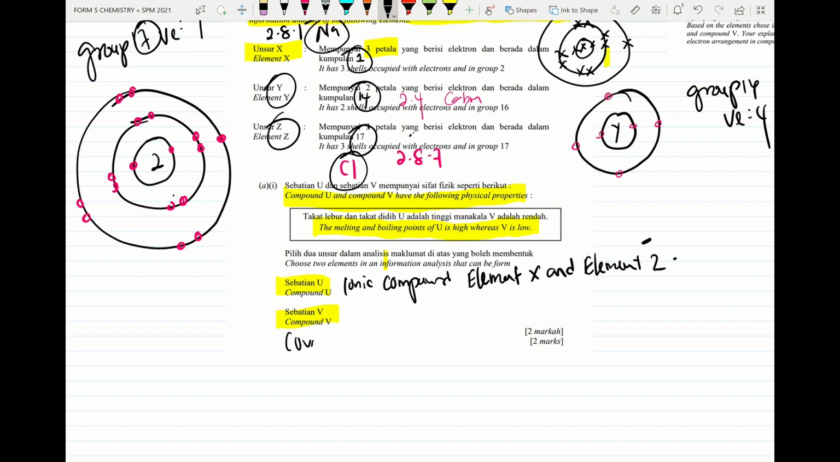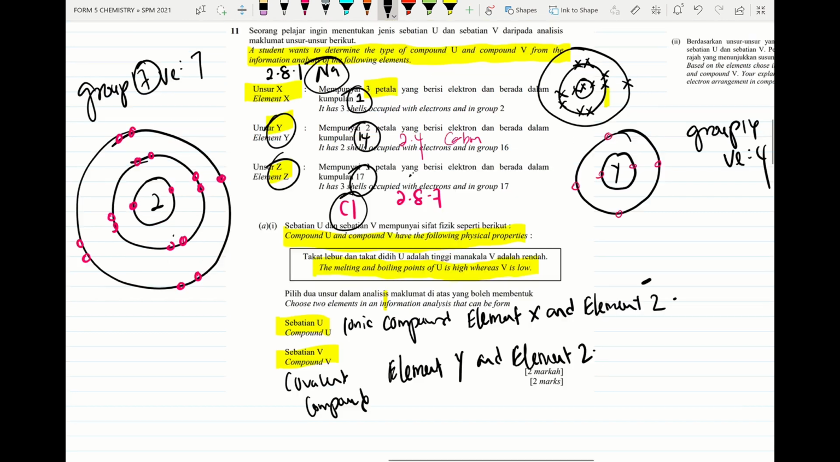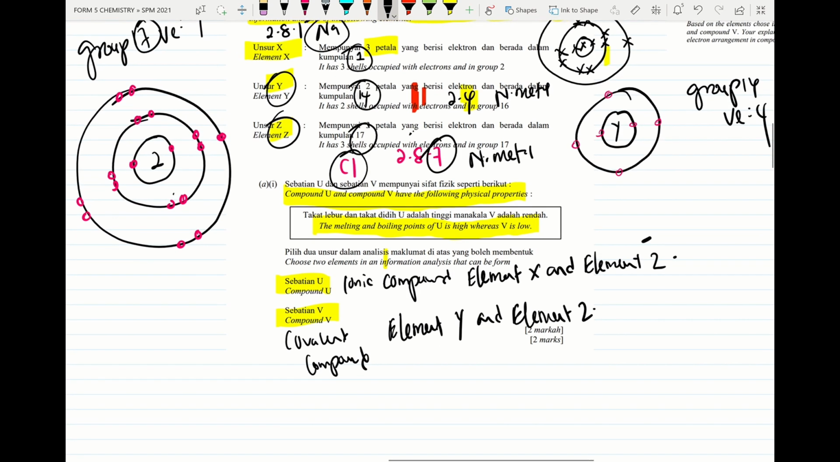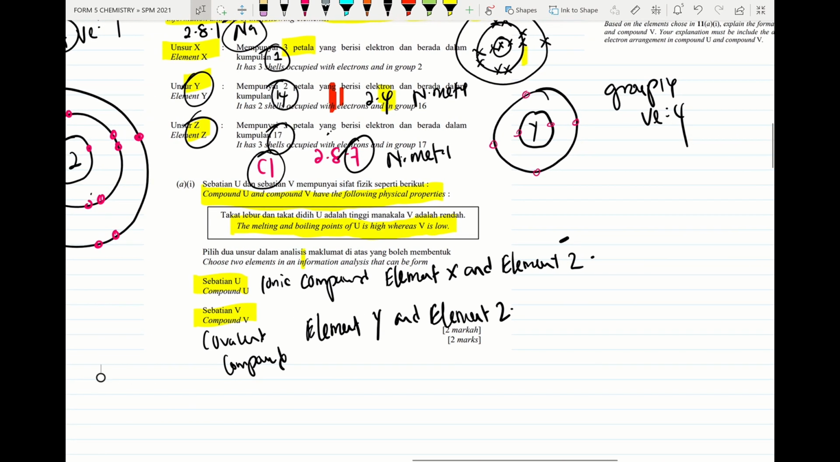Next we check compound V. Compound V is a covalent compound. So we choose 2 elements for a covalent compound. We choose non-metals. So I choose element Y and element Z. Please remember, 2.4, the valence electron of 4, indicates this element is a non-metal. The valence electron of 7 is also a non-metal. So non-metals will form covalent compound. Please check this one. So I already scored 2 marks.